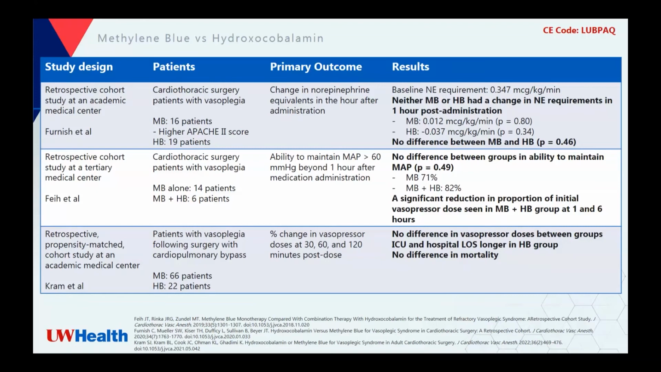However, they found a difference in ICU and hospital length of stay, seeing that it was longer in the hydroxocobalamin group, but this was not associated with a difference in mortality. So overall, the data is not extremely strong that compares the two agents. It's largely retrospective. That's a common theme with a small population. And so there may be some potential benefit to methylene blue over hydroxocobalamin, given its mortality data that we discussed earlier. And the results of the last study here show maybe there's some benefit with length of stay.